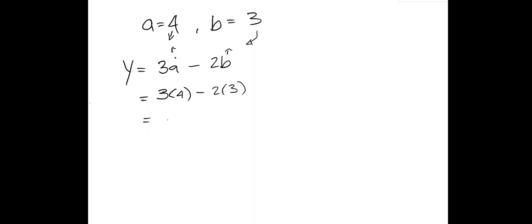And now we're just going to simplify it. 3 times 4, that's 12. 2 times 3 is 6. So y actually equals 6 when a equals 4 and b equals 3. Okay, so far so good.